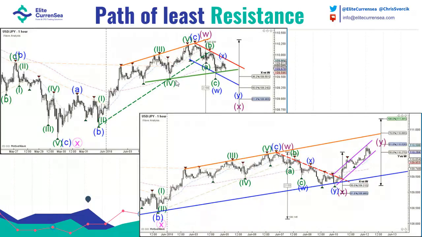As you can see, look at the orange and the dotted green, which was the kind of signal that the W purple was finished. We had an ABC pattern, but I didn't think the green ABC correction to the downside was the end of that bearish correction. I expected one more leg down. That's why I marked this blue X.